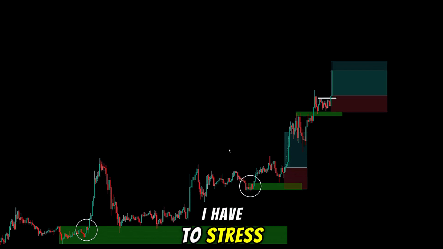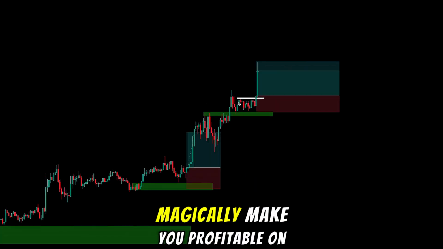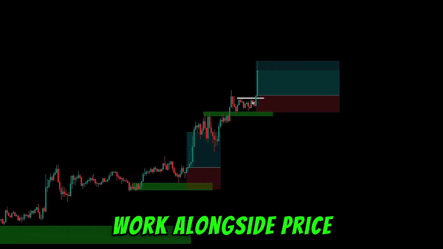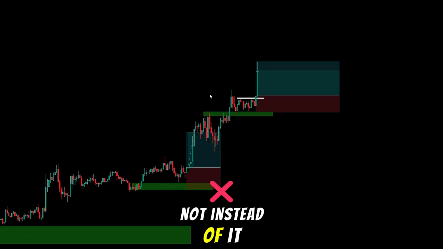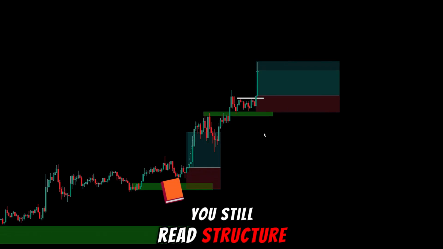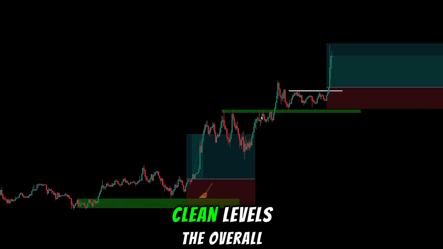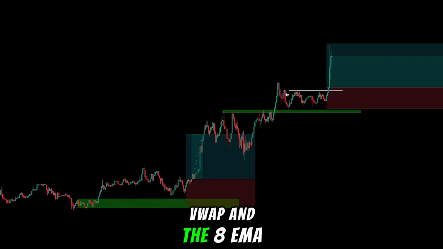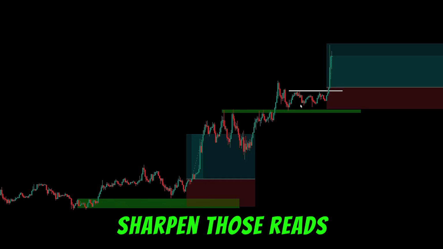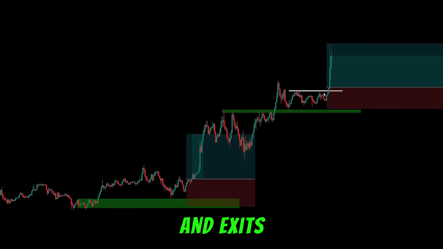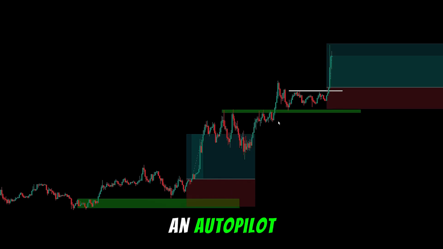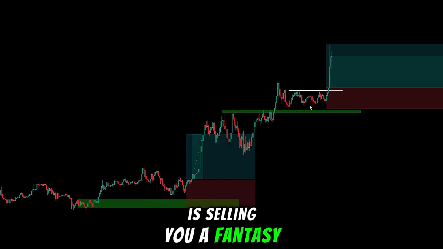One thing I have to stress: these two lines won't magically make you profitable on their own. They're tools that work alongside price action, not instead of it. You still read structure, higher highs and higher lows, clean levels, the overall tone of the session. VWAP and the 8 EMA sharpen those reads and give you rules for direction and exits. But they're a co-pilot, not an autopilot. Anyone selling you an indicator that never loses is selling you a fantasy.